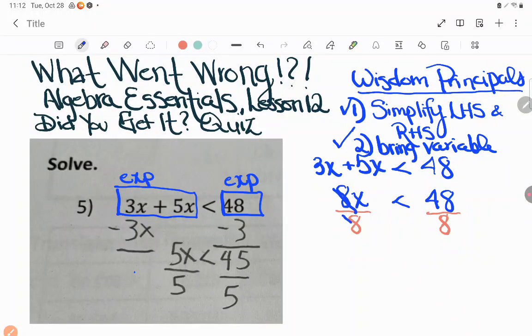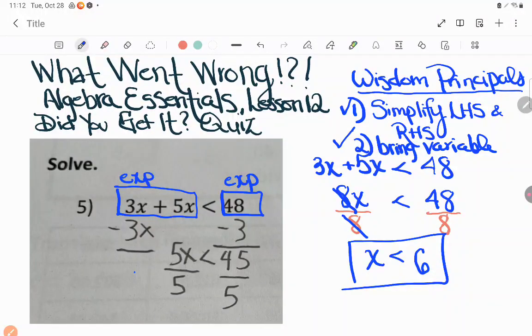Multiplying by 8 and dividing by 8 cancel. I'm left with just x. Wow, guys. And I've done nothing that's going to flip the inequality sign. I didn't multiply or divide by a negative. And 48 divided by 8 is 6. And so I get this final answer that x is less than 6.